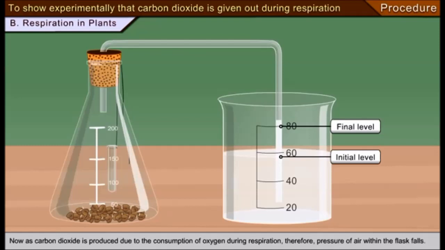Now, as carbon dioxide is produced due to the consumption of oxygen during respiration, therefore, the pressure of air within the flask falls. To make up for this loss in pressure, the air from outside exerts pressure and hence forces up the water within the delivery tube.